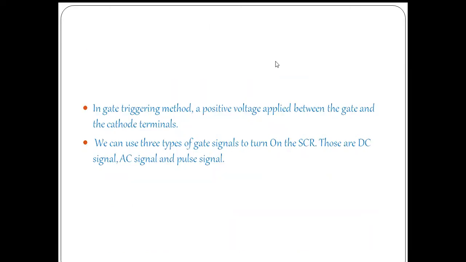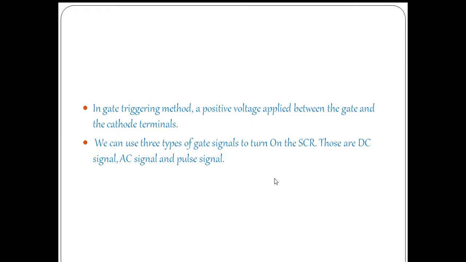Gate triggering method. In gate triggering method, a positive voltage is applied between gate to cathode terminals. Device is forward biased. Gate to cathode is also forward biased. And the forward biasing of gate will be mainly by using different signals. First one is by using DC signals, second one by using AC signals, and third one is pulse signals. So the most efficient one is by using pulse signals.